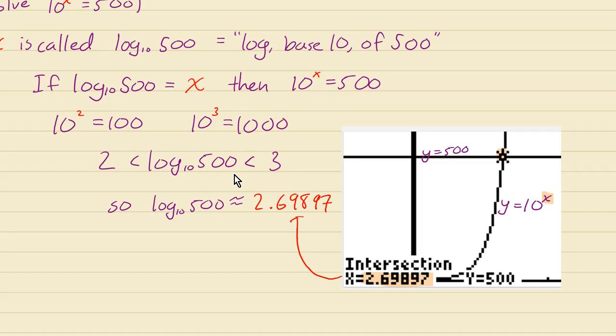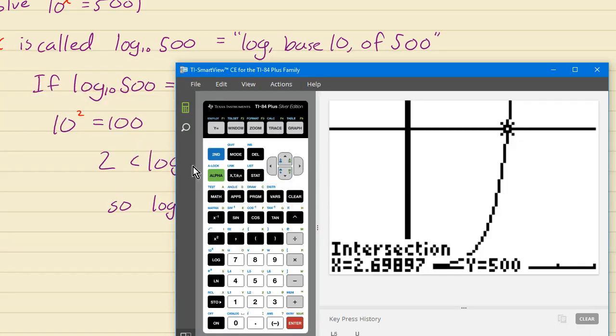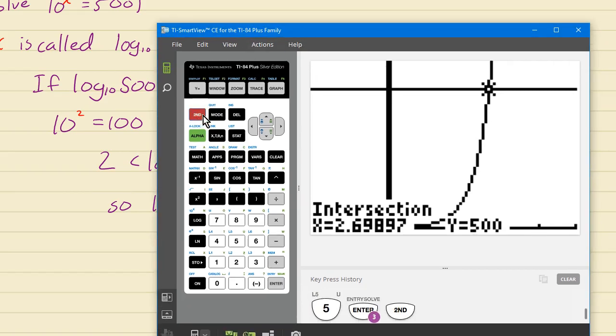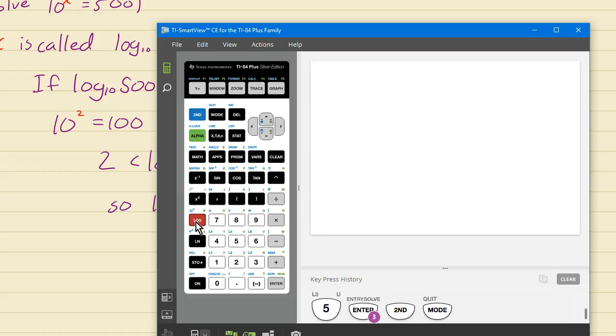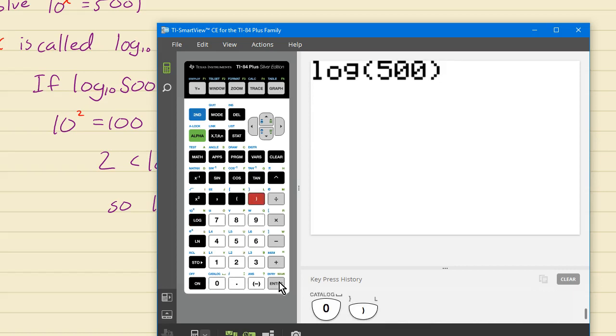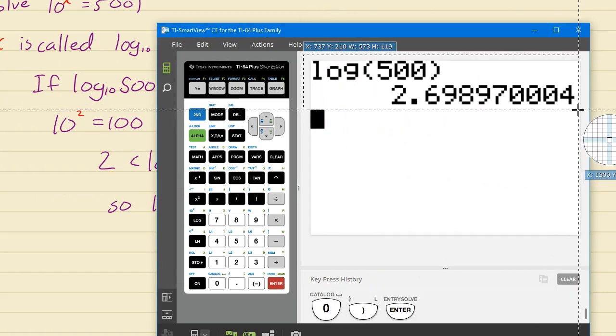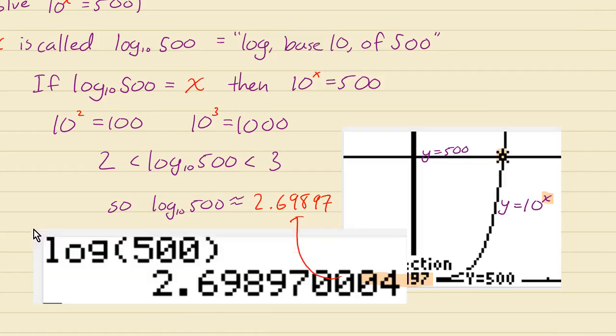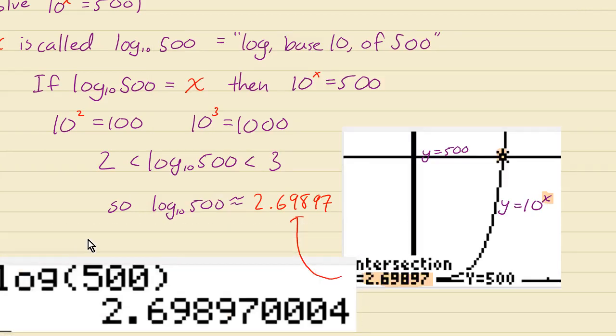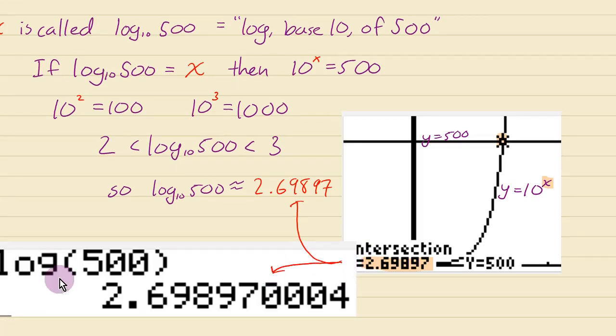But that's kind of tedious. There's another way to do it. You also just have a log button on your calculator. If you press this log button, that means log base 10. So if I want to find log base 10 of 500, it would just look like that. And that's what you get, the same result. Whenever you do this with your calculator, remember that there's like an invisible 10 when you just press the log button, and that gives you the same result.